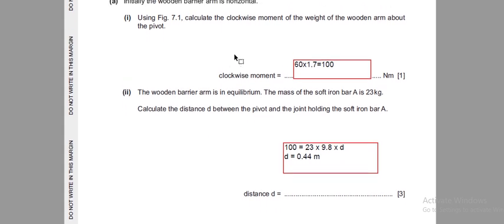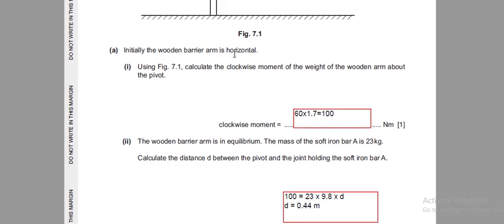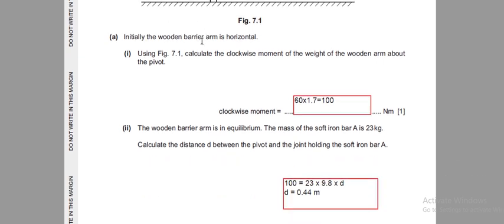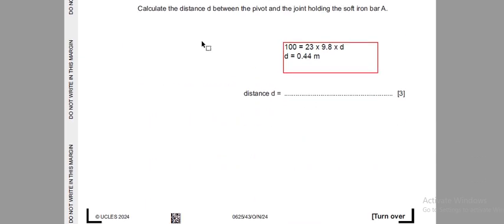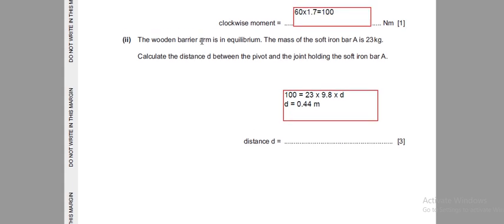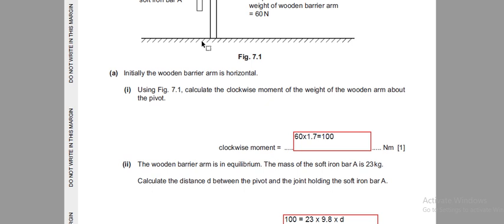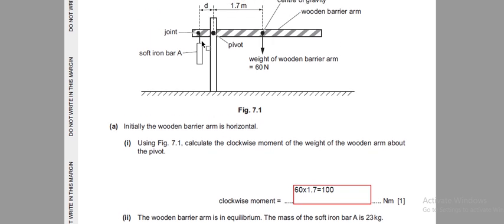The wooden barrier is in equilibrium when this soft iron bar exists. Calculate the distance from the pivot to the soft iron bar. This distance d, how much is it?